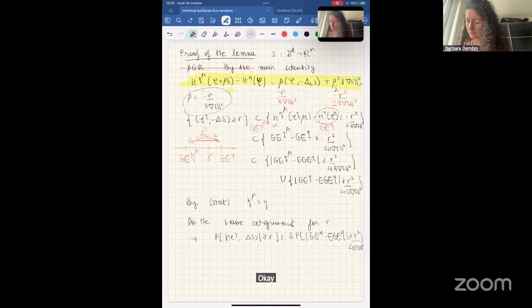Okay. But again, that is the main identity to prove the lemma.